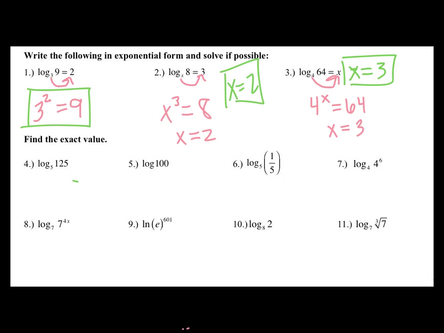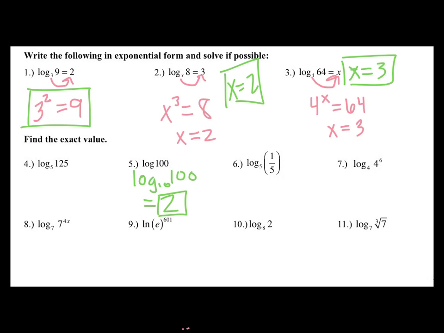So let's go down, and this is where it says to find the exact value. I'm going to do a couple, and you guys are going to do a couple. So log of 100. Again, this is really log base 10 of 100. So 10 to what power equals 100? 2. Number 7, log base 4 of 4 to the 6th power.